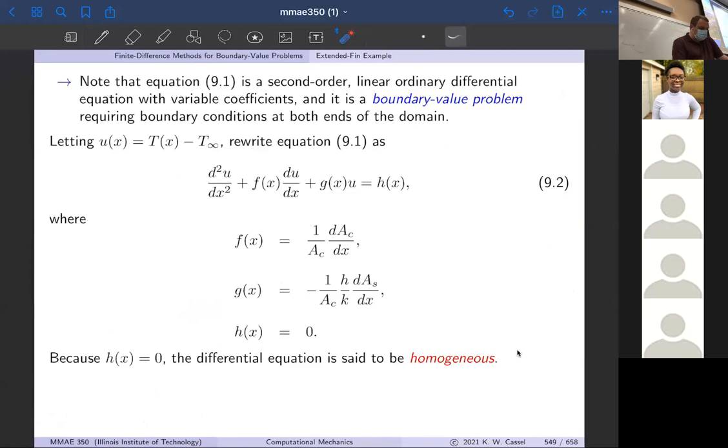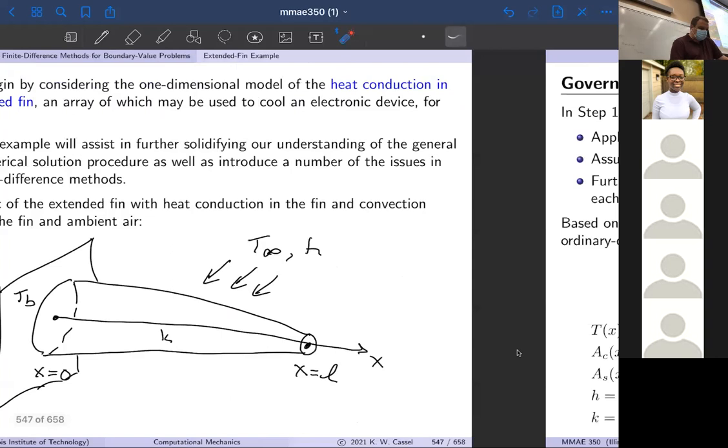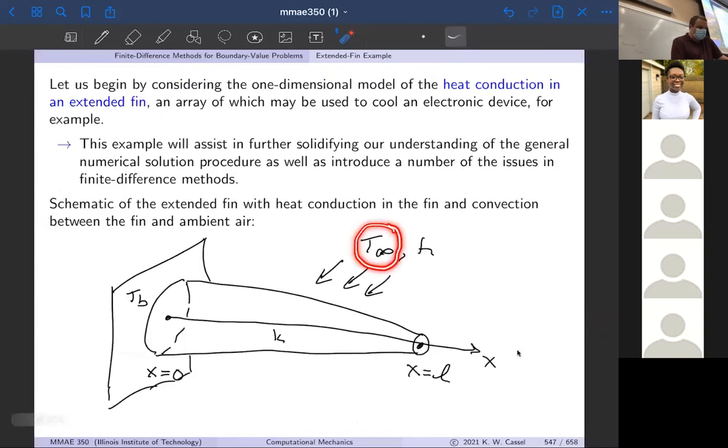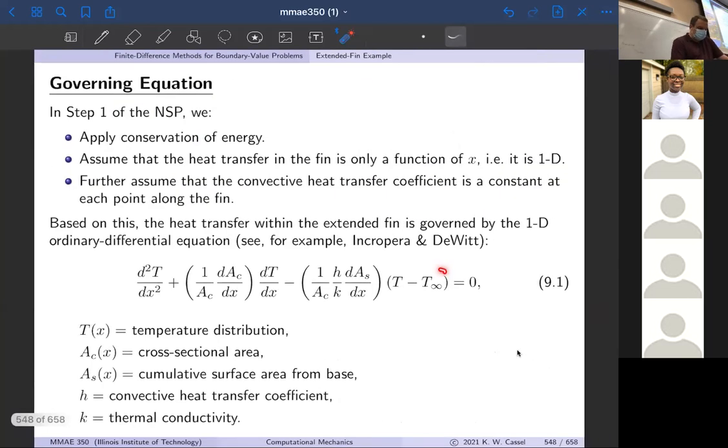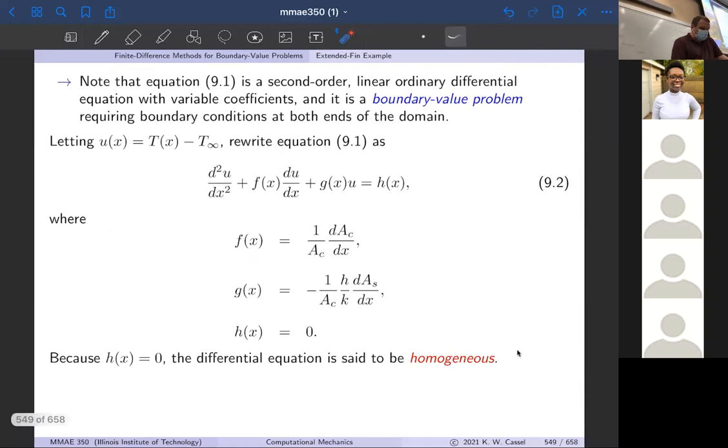We're going to simplify the equation down a little bit. So we're going to define a new variable u as T minus T infinity. I'm just going to subtract off the ambient temperature of the fluid that's doing the cooling. And that'll just make things a little bit more convenient. You notice there's a T minus T infinity here, so that's just going to become a u. dT/dx is just going to become du/dx, and d²T/dx² is just going to become d²u/dx² as well, because T infinity is just a constant.